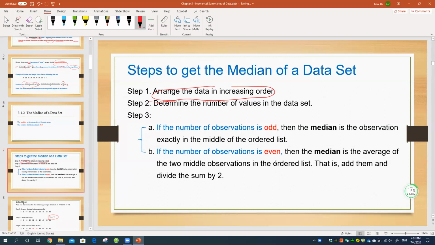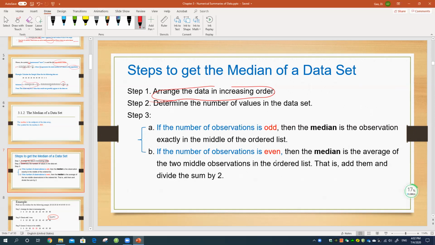And then step 3, we're going to look at whether we have an even count or an odd count. If we have an even count, then we do not have a specific midpoint. Then we have to look at the center 2 values, the 2 middle observations in the ordered list, and the median is just the mean of the two numbers exactly in the middle. But if we have an odd count, then we have a specific midpoint, and the median is just that value.